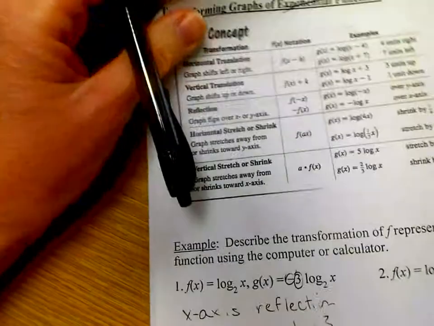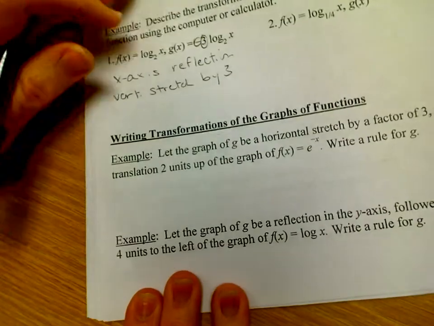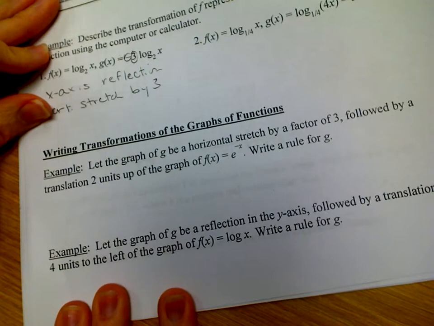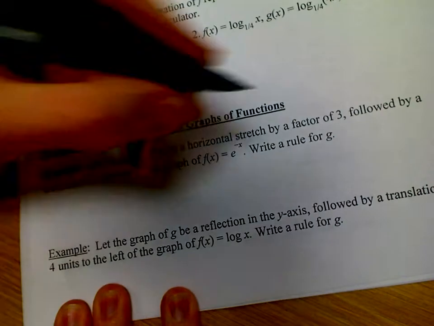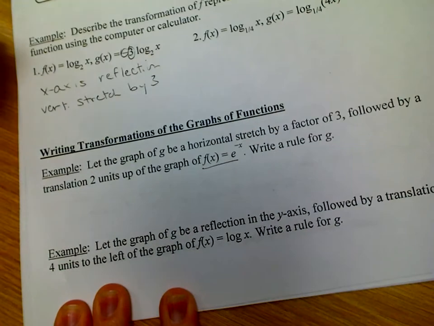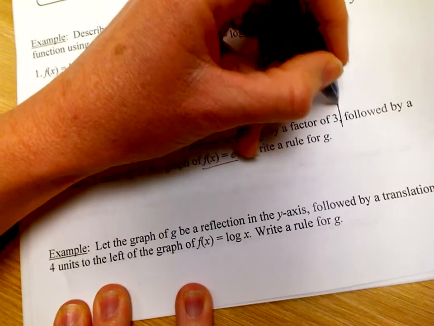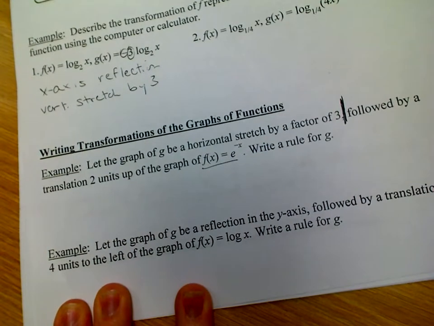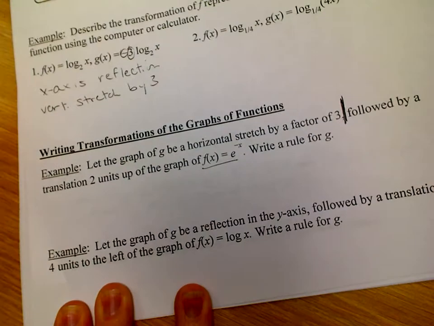All right. Now, we also practiced actually just writing what our new function would look like. For example, if you look at this first one, it says let the graph of g be a horizontal stretch by a factor of 3, followed by a translation of 2 units up of the graph f of x equals e to the negative x. Couple things. This is your starting function. We're going to write the new function. And what you want to look for is that phrase followed by, and that's where you split the problem. You have to take care of this information first and then do the second part.